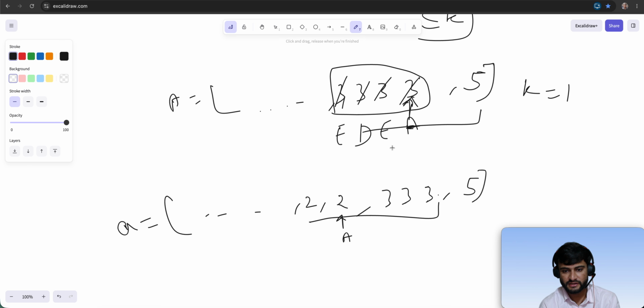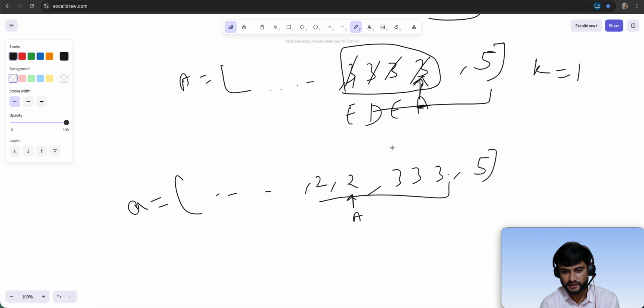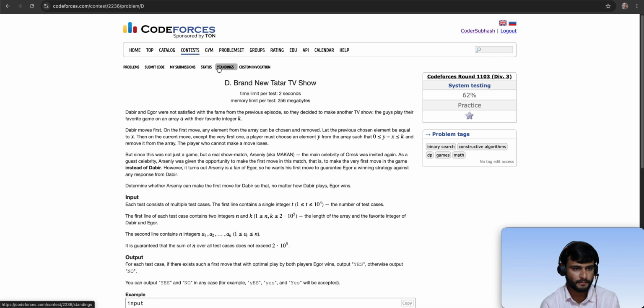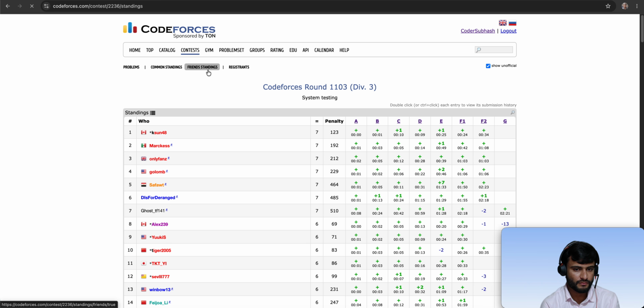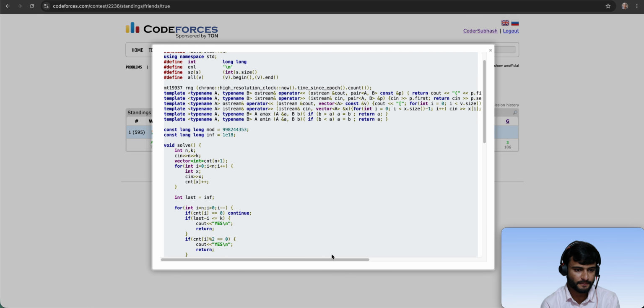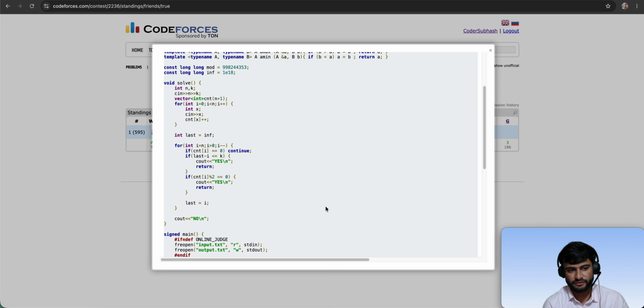So how to implement this idea to find a valid strategy? Let's see the code. Okay, so a similar thing we have done. We have just calculated the count of each integer, as the value of a can be between 1 to n. So we have calculated the count of each integer that exists in the array a.